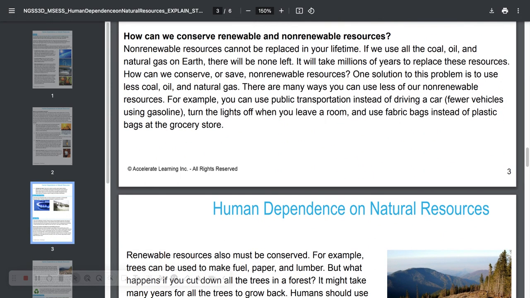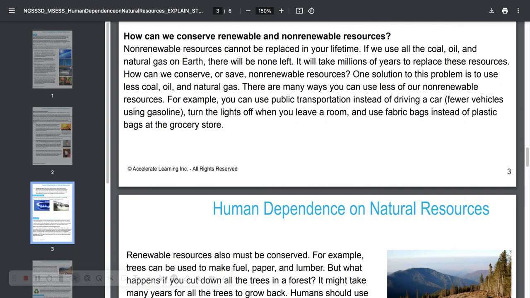How can we conserve renewable and non-renewable resources? Non-renewable resources cannot be replaced in your lifetime. If we use all the coal, oil, and natural gas on Earth, there will be none left. It will take millions of years to replace these resources. How can we conserve or save non-renewable resources?